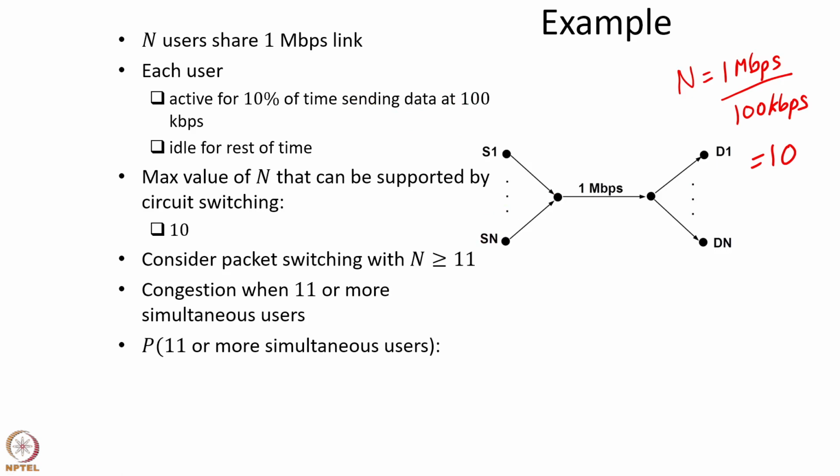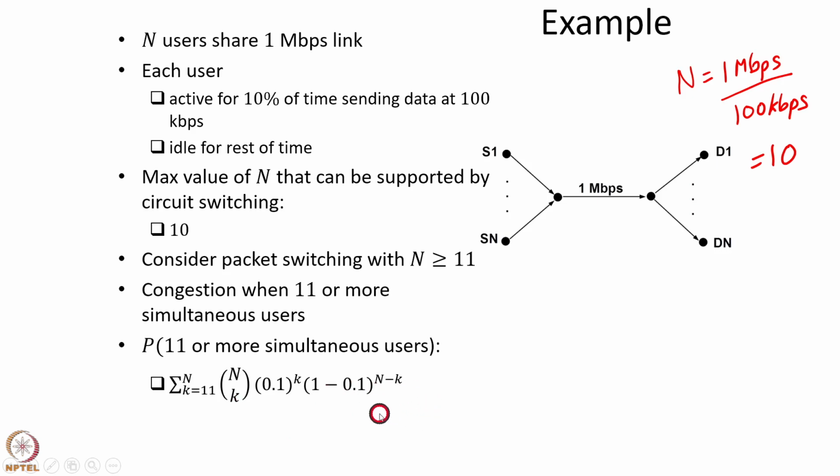So what is the probability of 11 or more simultaneous users? First, let's find the probability that there are exactly k simultaneous users. The probability that there are exactly k simultaneous users is n choose k, 0.1 to the power k, (1 minus 0.1) to the power n minus k. That's because the k users who are active can be chosen from the n users in n choose k ways. And the probability that they are all active is 0.1 to the power k, because each user is independently active with probability 0.1. And the probability that the other n minus k users are inactive is (1 minus 0.1) to the power n minus k. So this is the probability that exactly k users are active.